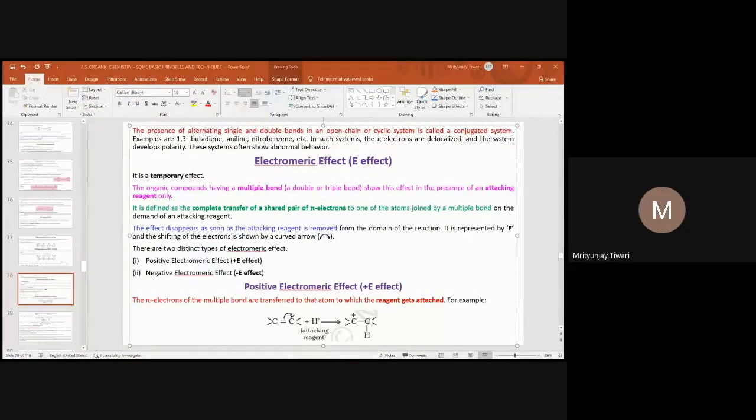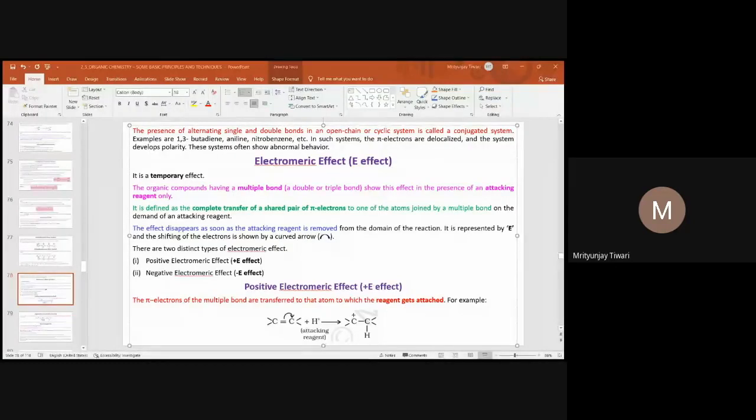The hyperconjugation effect is also a permanent effect. And why is it a permanent effect? Because it exists due to a group that is permanently attached to the molecule, or is permanently a part of the molecule, the intermediate, or any chemical species.